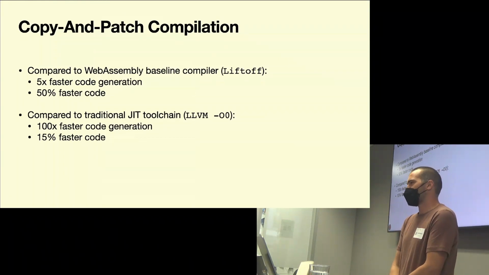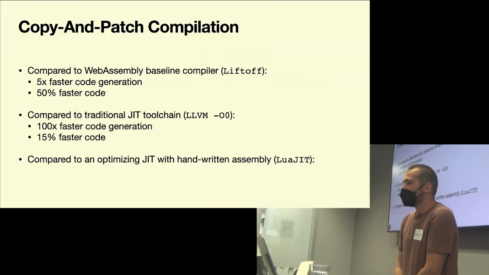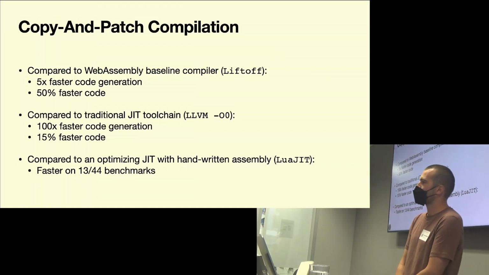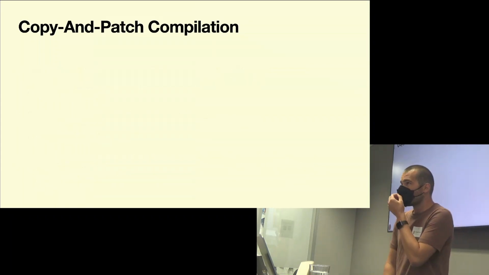And just to complete the numbers, compared to a full optimizing JIT with handwritten assembly, so in this case LuaJIT, a copy and patch Lua implementation is still faster on some benchmarks, and it's only 35% slower overall, despite being much, much simpler to maintain. So, how does it work?